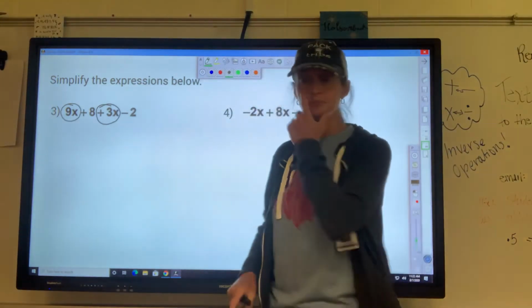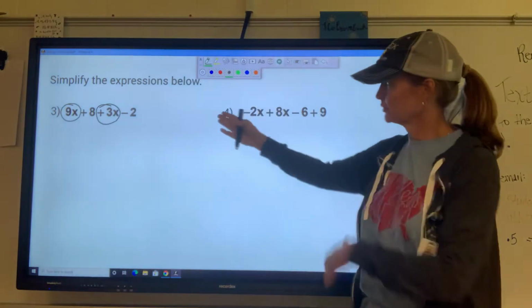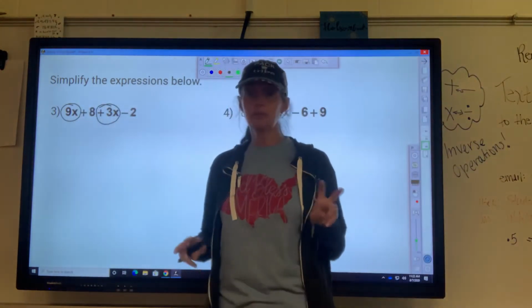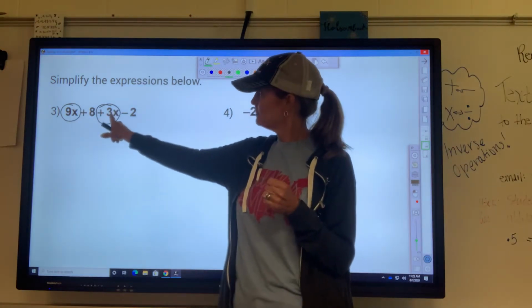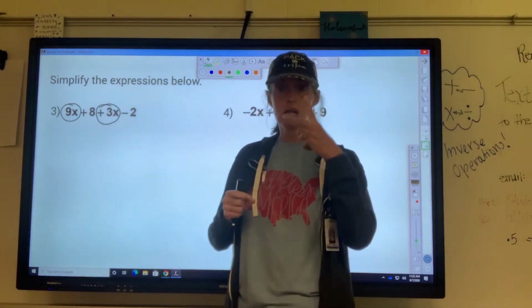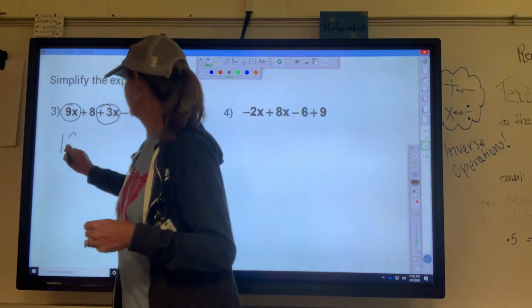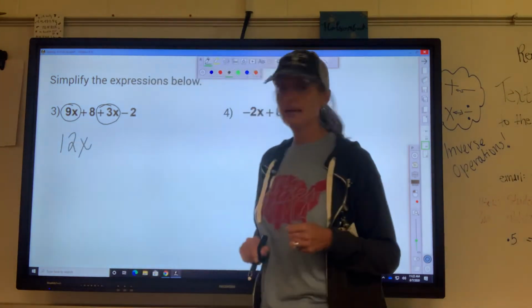Don't circle that one. So, since I'm done through, I have 4 terms. I've circled 2 of them. Let's now combine them in the same pile. I have 9x plus 3x. That makes 12x.